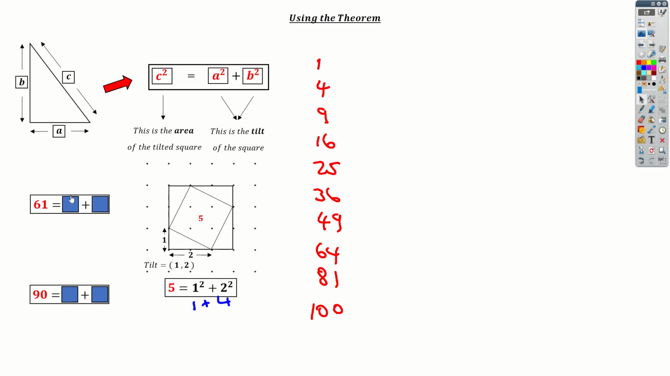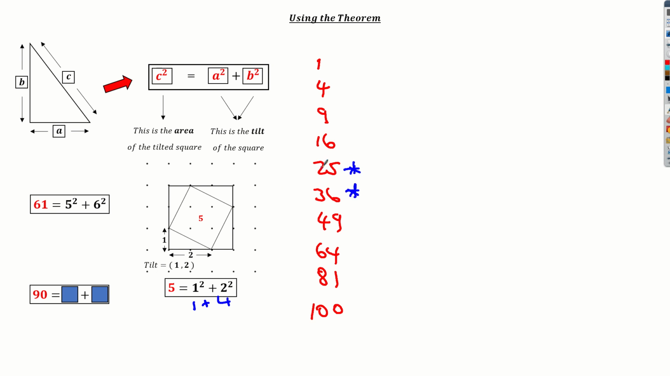If you look carefully, you might spot 25, which is 5 squared, and 36, which is 6 squared. So these two. That's 5 squared, that's 6 squared. So you can make a 61. If you draw a tilt of 5 and 6, you can get an area of 61.